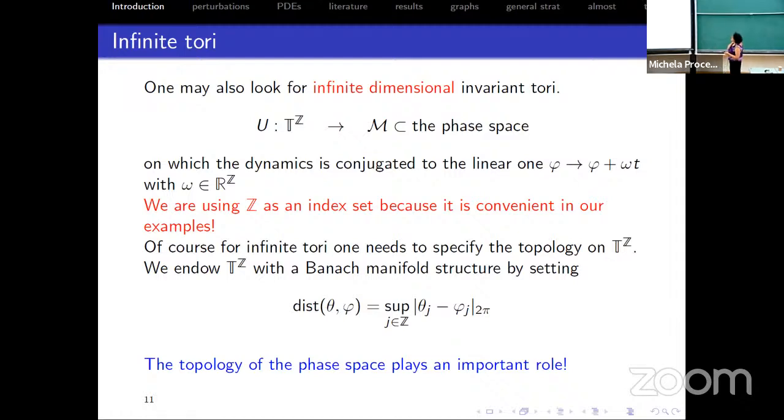And then if I want this map to be a diffeomorphism, this in some sense forces me to work in a phase space which is again based on L infinity. So I will not work in a scale of Hilbert spaces, but in a scale of Banach spaces based on L infinity. But apart from that, you can certainly look for an infinite dimensional invariant torus that looks like that.